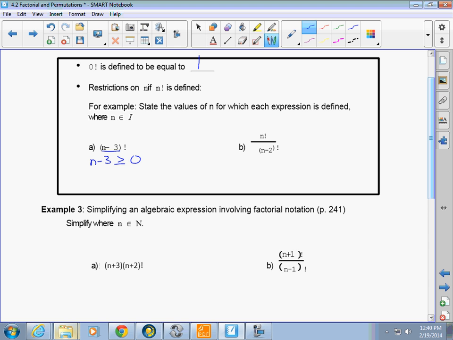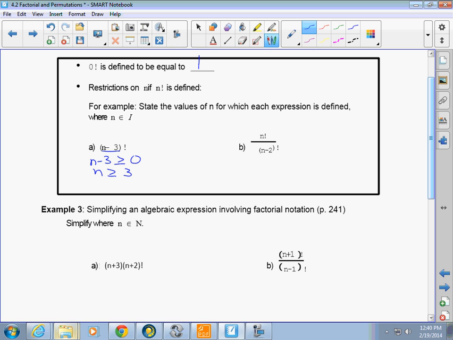I could have a negative number in there because I could have, no, can I? I'm just trying to think. Anyway, you solve for n to see what the restriction is. So that means n has to be greater than or equal to 3. So I can solve for this as long as my n value is greater than or equal to 3.